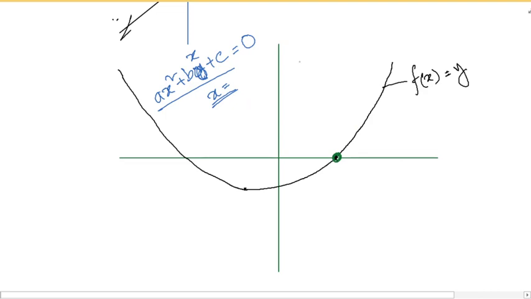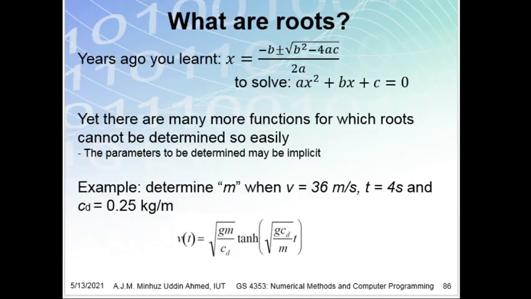So how to solve this instead of using the analytical solution? That is our main concern in this particular topic today. So now we'll be moving to the slide again. Now we come to the point.